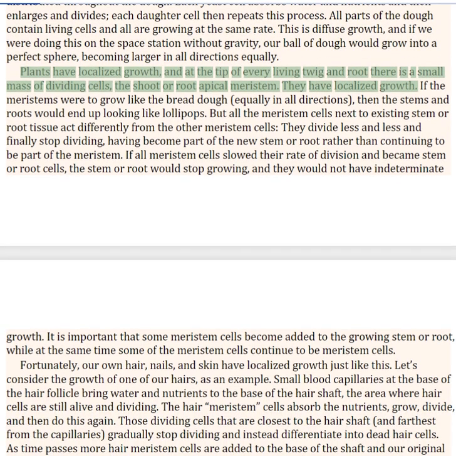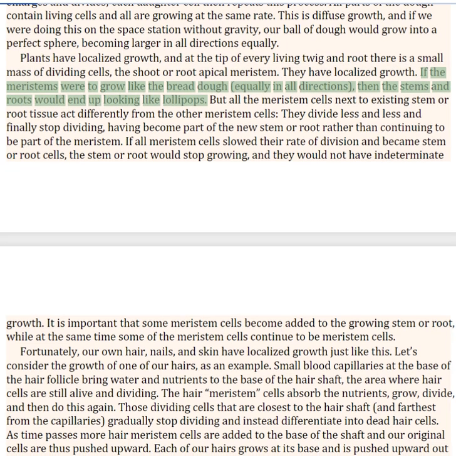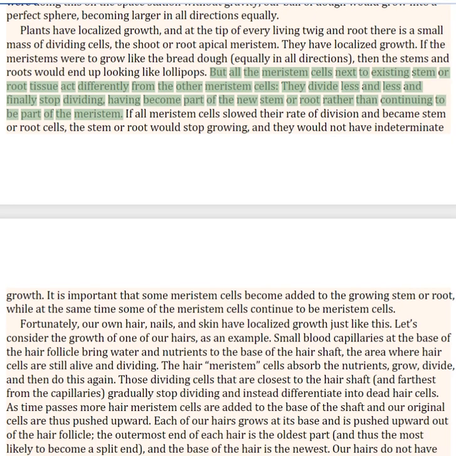Plants have localized growth, and at the tip of every living twig and root there is a small mass of dividing cells, the shoot or root apical meristem. If the meristems were to grow like the bread dough, then the stems and roots would end up looking like lollipops. But all the meristem cells next to existing stem or root tissue act differently from the other meristem cells. They divide less and less and finally stop dividing, having become part of the new stem or root rather than continuing to be part of the meristem.